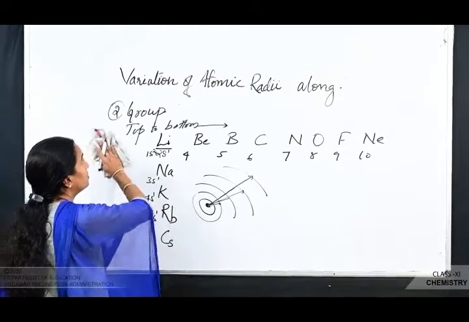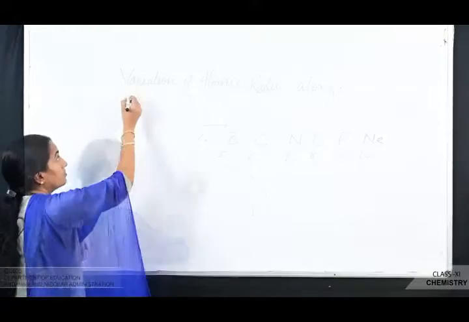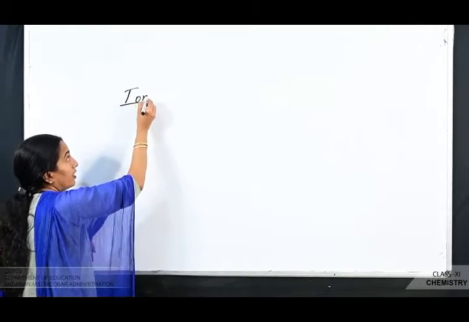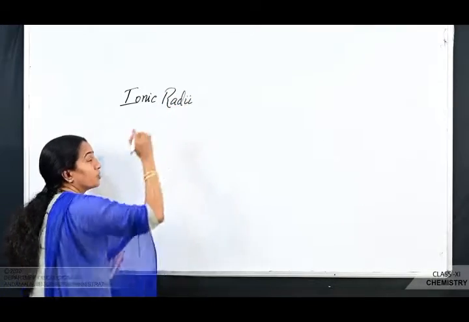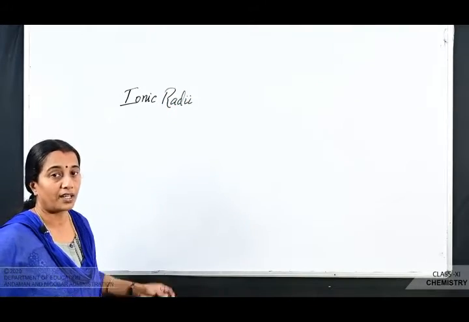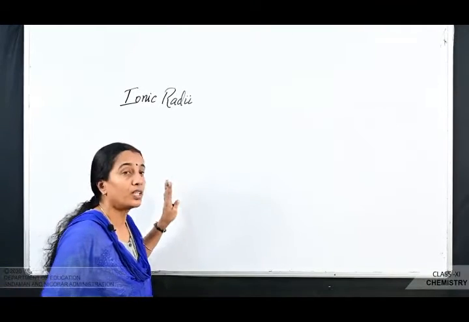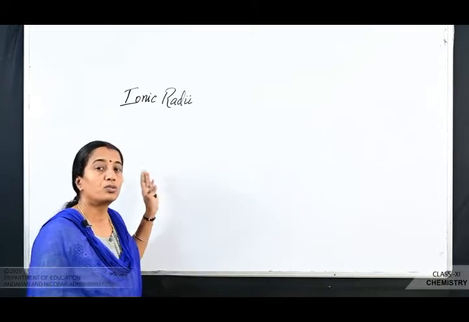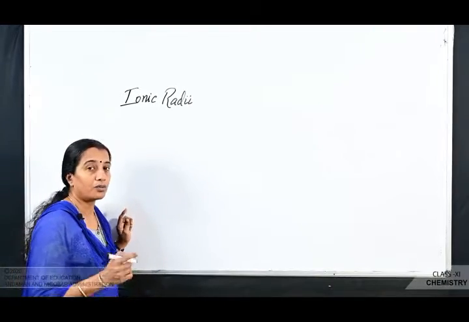Okay, now we'll see the new term, that is the ionic radii. This is the new term. Okay, what do you mean by ionic radii? It is the effective distance from the nucleus of the ion to the point up to which it has influence. Okay, that is called the ionic radii.